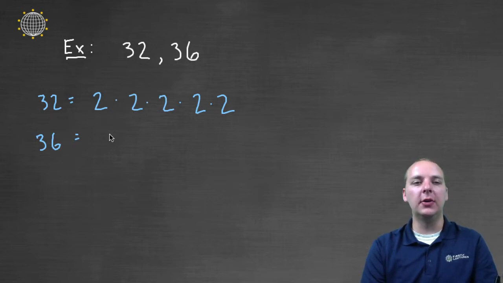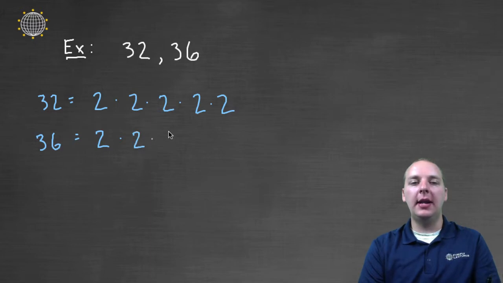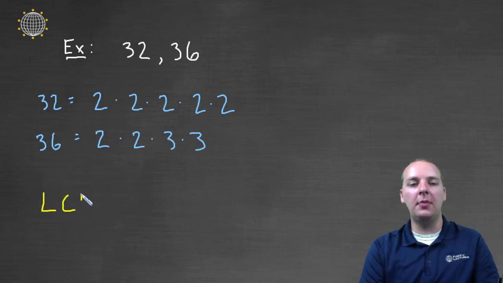Let's do the same thing for 36. 36 is 2 times 18, but 18 is 2 times 9, but 9 is 3 times 3. All right, so this is the prime factorization of each number. All right, now let's make the least common multiple of these two numbers.